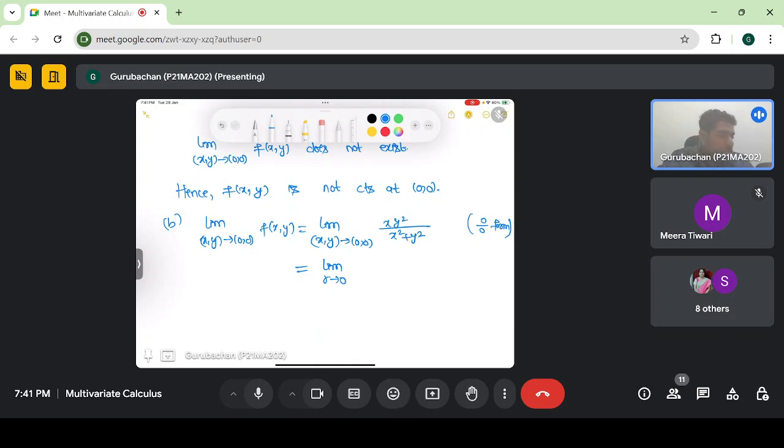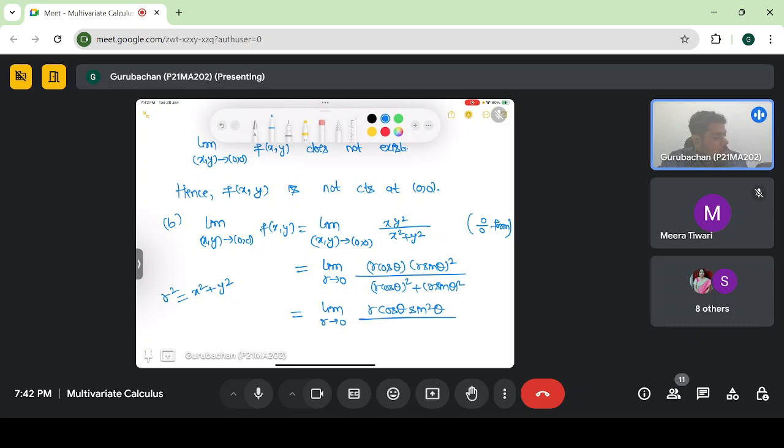I have already told this in the above slides also, and you might check lecture 2 or 3. So it will be (r cos theta)(r sin theta) squared divided by (r cos theta) squared plus (r sin theta) squared. And r squared will be x squared plus y squared. So whenever (x, y) tends to (0, 0), that means r will tend to 0. So limit r tending to 0, it will come out to be r cos theta sine squared theta.